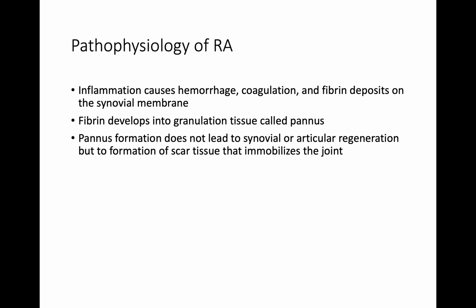Pannus formation does not lead to synovial or articular regeneration, which is what we would like it to do. But the pannus, no, it's part of the disease development due to this autoimmune disease. It forms scar tissue that immobilizes the joint, and then you have bone on bone.